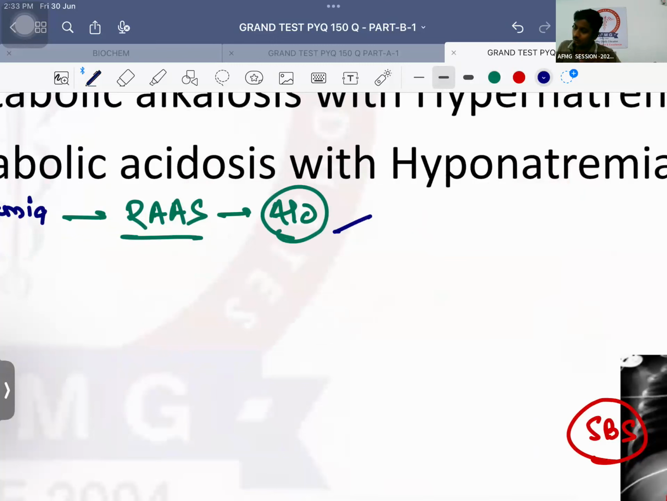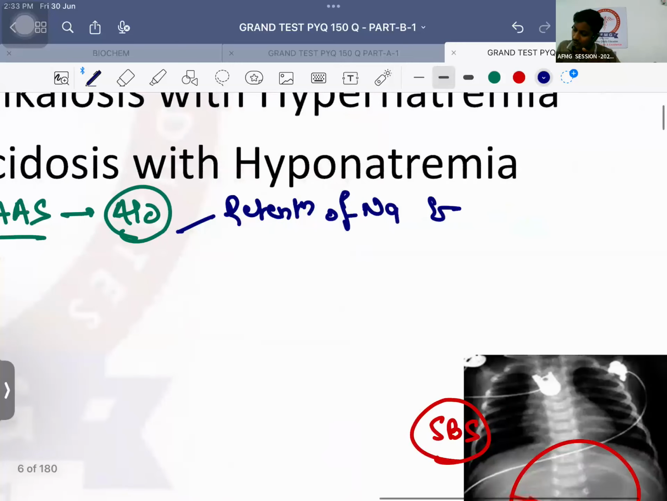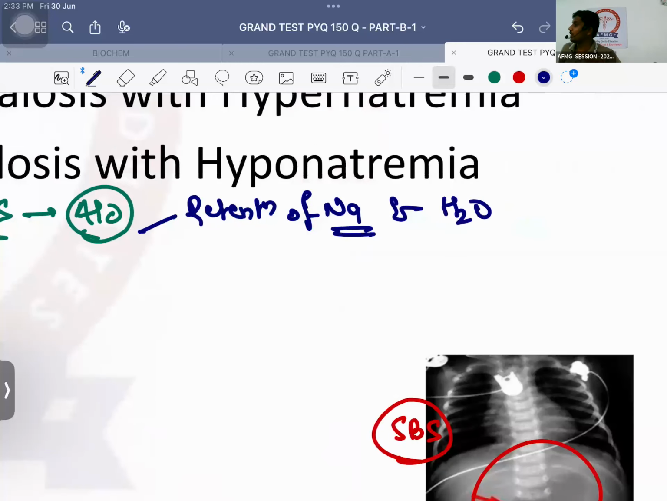दो काम करता है ना वो. एक, it causes retention of sodium and water. Okay, so that's what we want. It is causing retention of sodium and water. It is keeping sodium and water inside the body itself, and that can cause hypernatremia in the later stages.